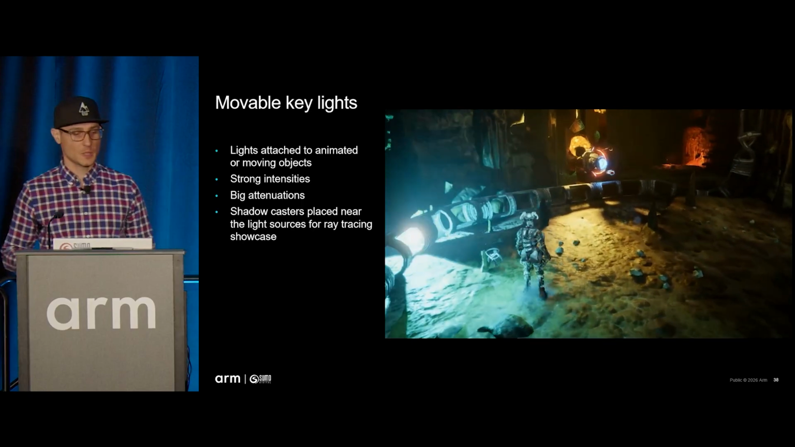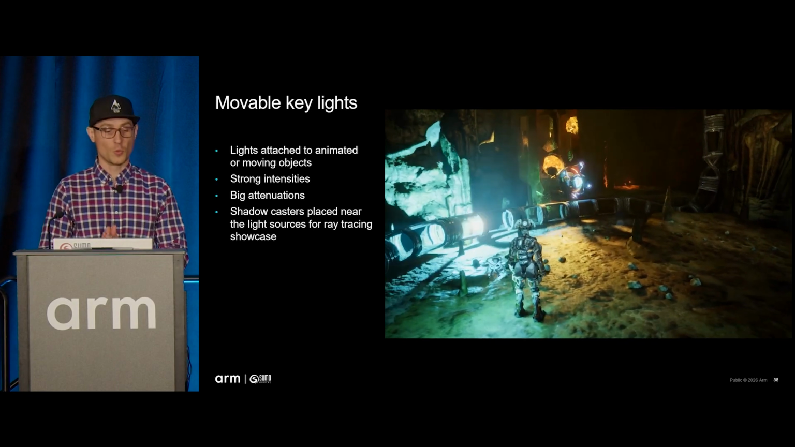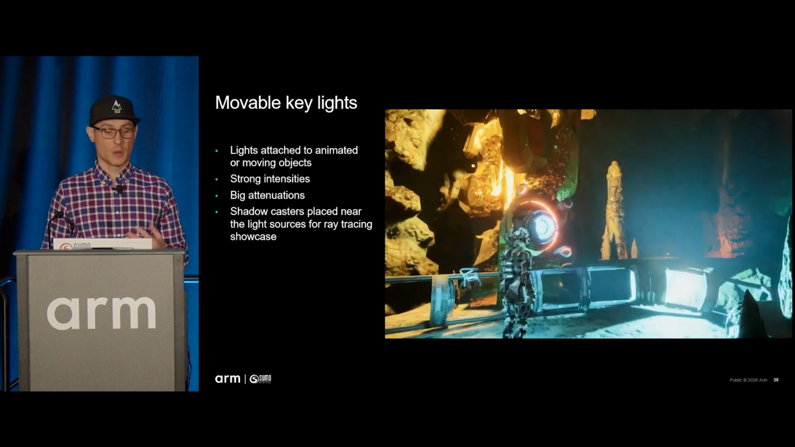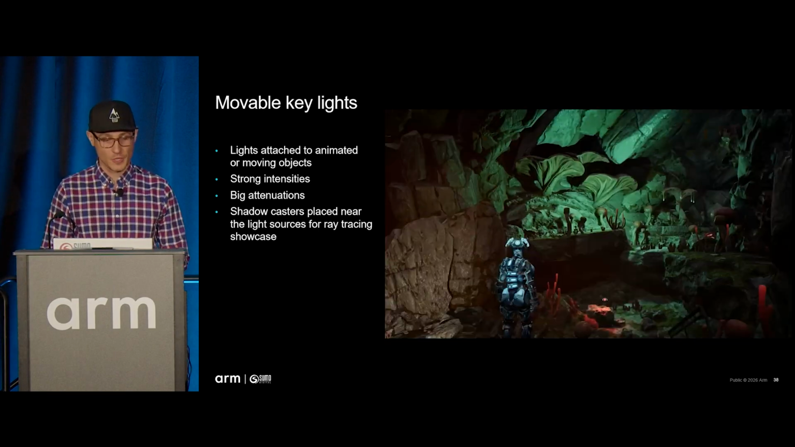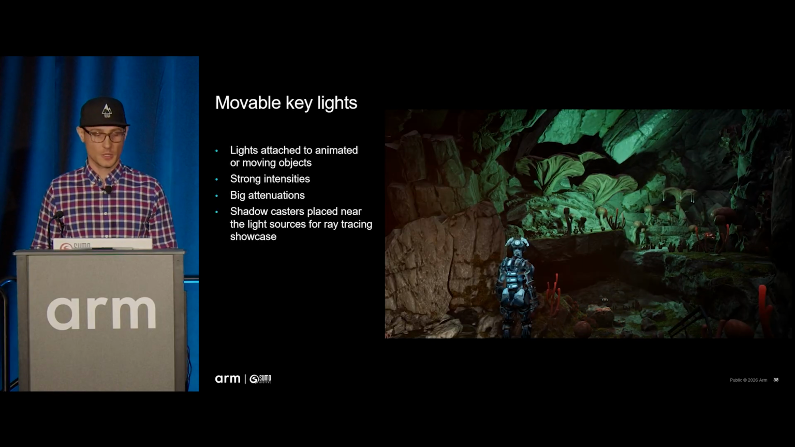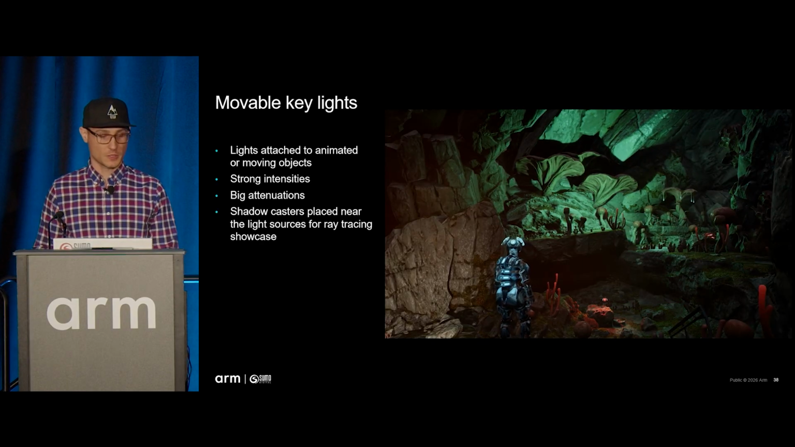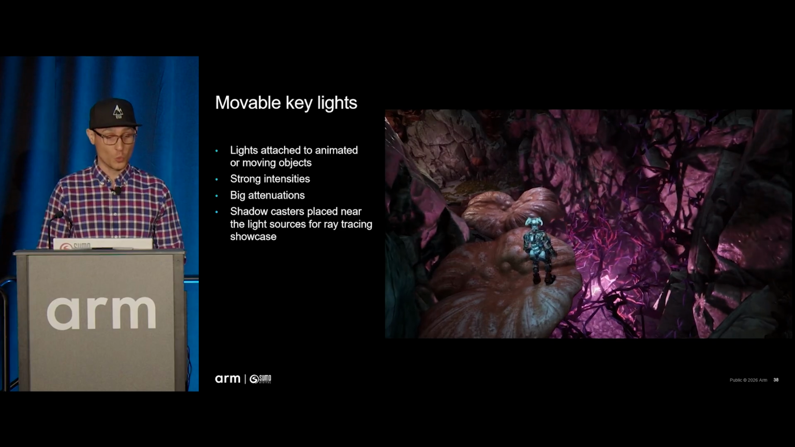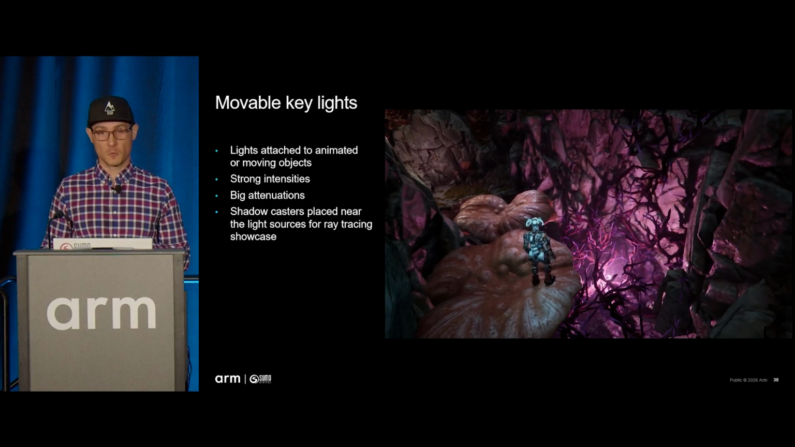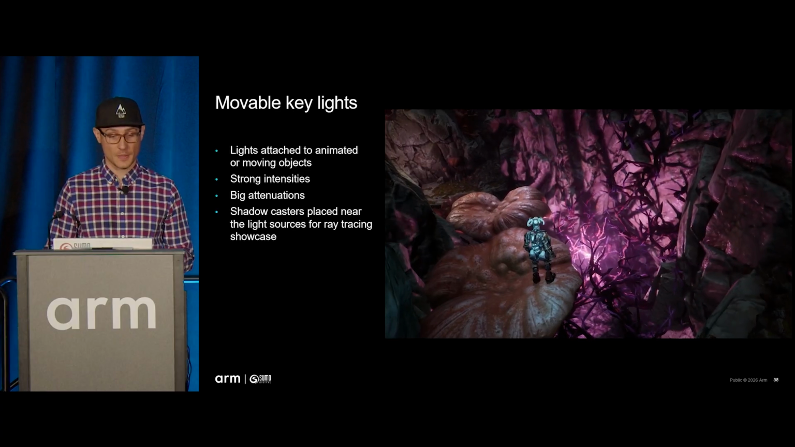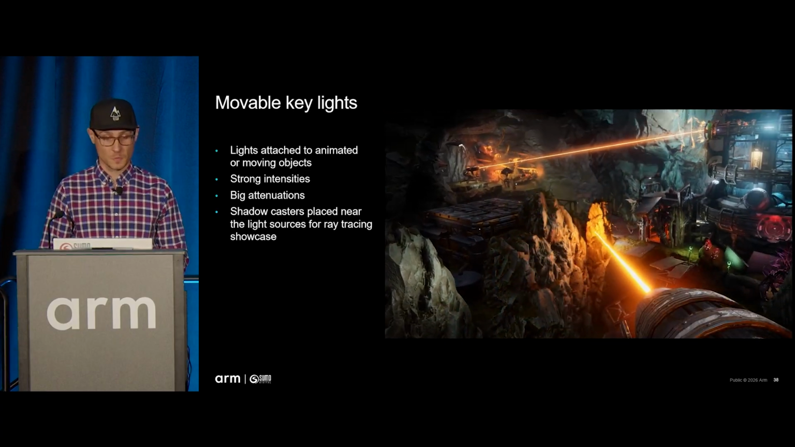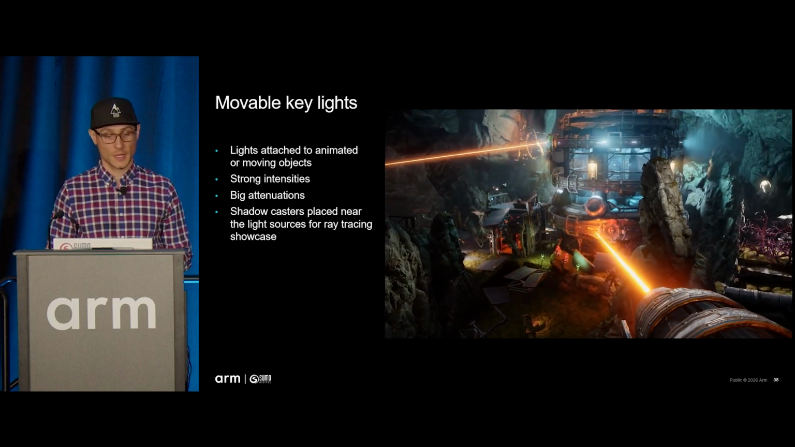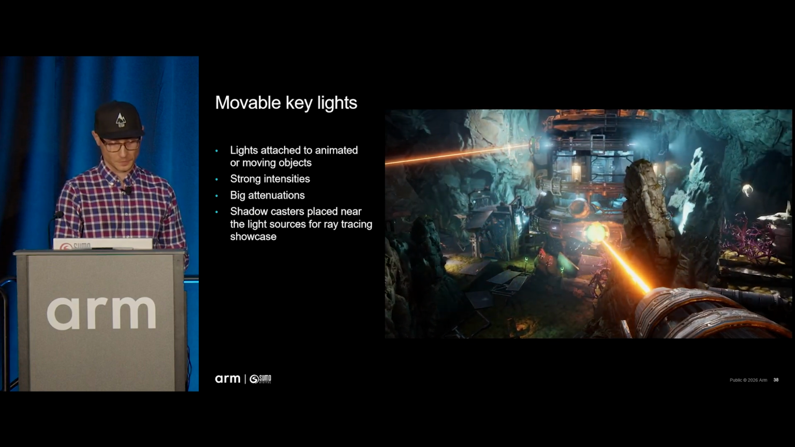There is one last category I would like to talk about, and it is movable key lights, because with these lights we can show the power of MegaLights the most. Movable key lights are usually attached to various actors like VFX systems or moving actors. They have big attenuations, and they of course have shadow casting on, and they can bring a lot of motion and dynamics to the scene.